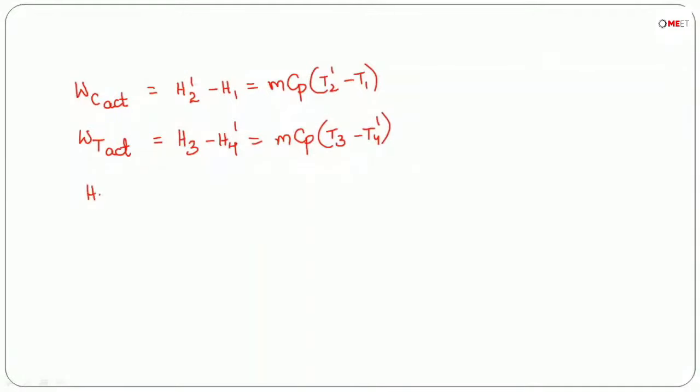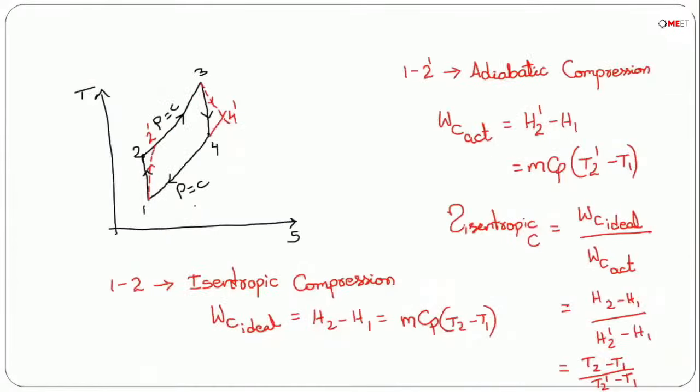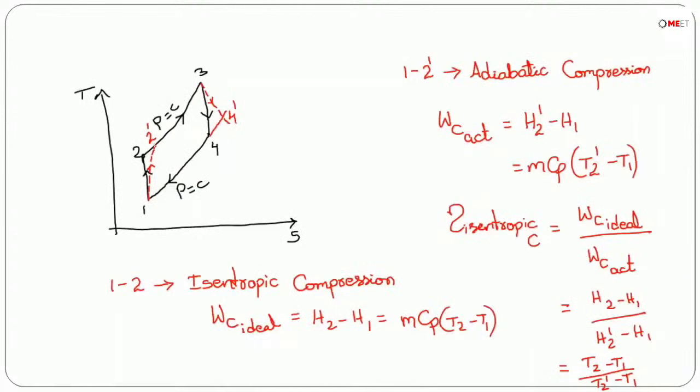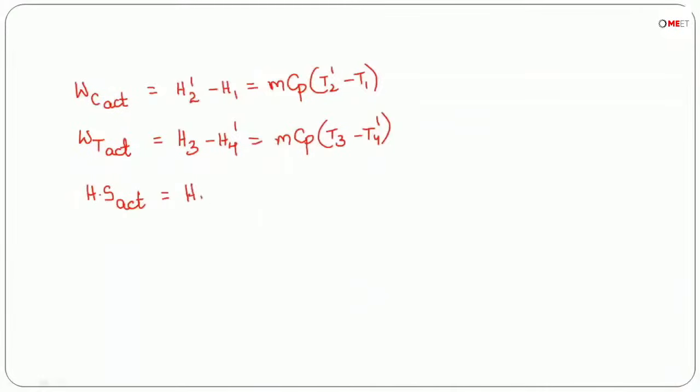Then heat supplied also we need to consider actual. See, heat supplied actual will be, try to understand here carefully, dear students. Ideally heat supplied is H3 minus H2, but if you observe the diagram, actual heat supplied is from 2 dash to 3 when isentropic efficiencies are given in the question. So 2 dash to 3 means we need to consider actual heat supplied as H3 minus H2 dash, or you should take this as MCP T3 minus T2 dash.